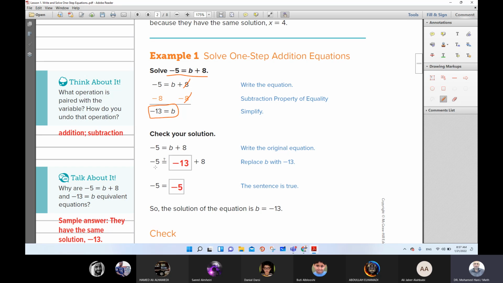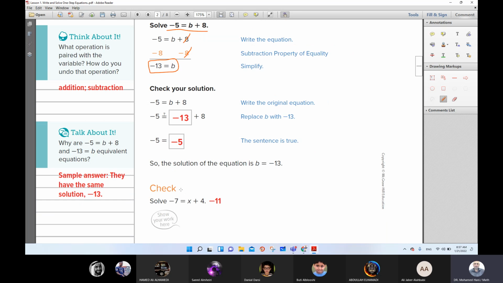So is negative 5 equal to negative 13 plus 8? Negative 13 plus 8 will be negative 5. Yes, negative 5 equals negative 5. So the solution of the equation is b equals negative 13.